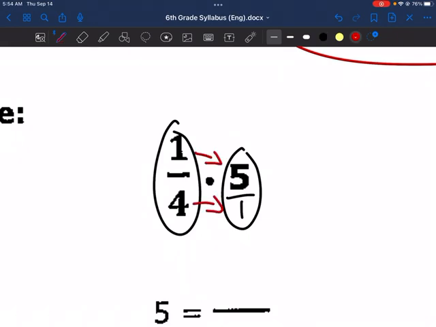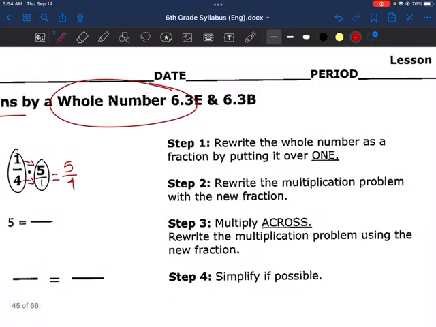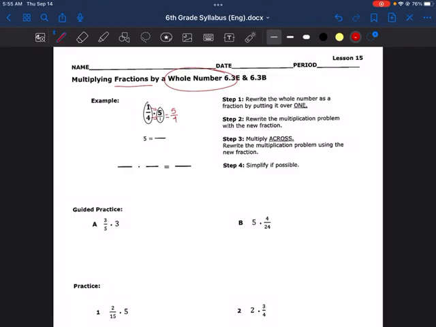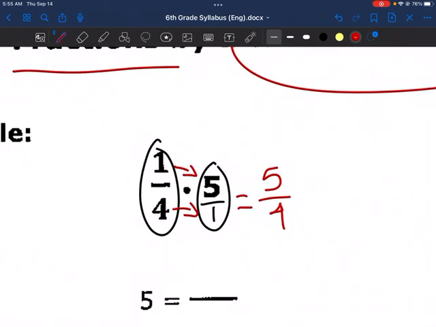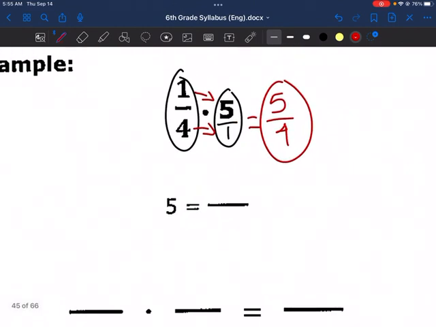Ahora, rewrite the multiplication problem with the new fraction. Multiply across, rewrite the multiplication problem using the new fraction. Simplify if possible. Ahora, perfecto. Now, this cannot be simplified right now, so we're going to keep it like this. So, 5 is the same thing as 5 over 1. So you have 1 over 4, 5 over 1. 5 times 1 is 5. 4 times 1 is 4.